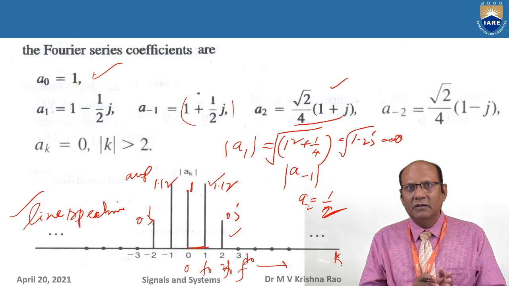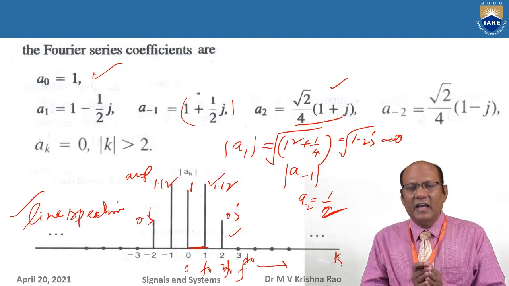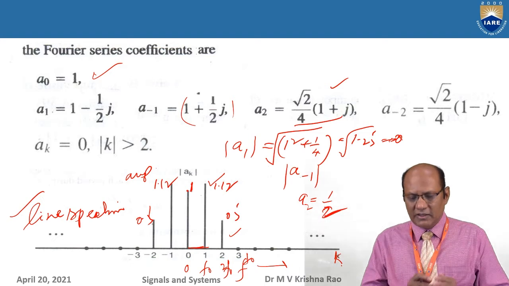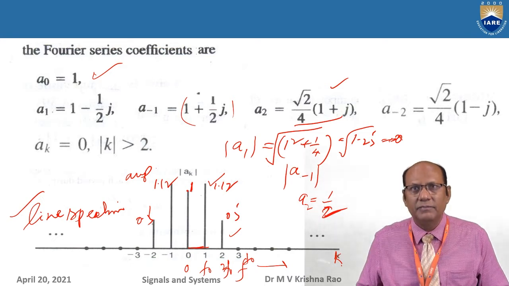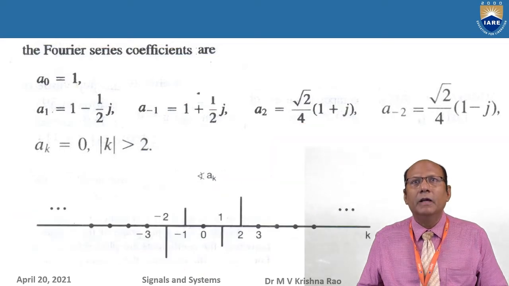So any periodic signal can be called as having only a line spectrum. It cannot have all frequencies continuously. It can have only the harmonics of the fundamental frequency. Okay, so that is the important conclusion here.